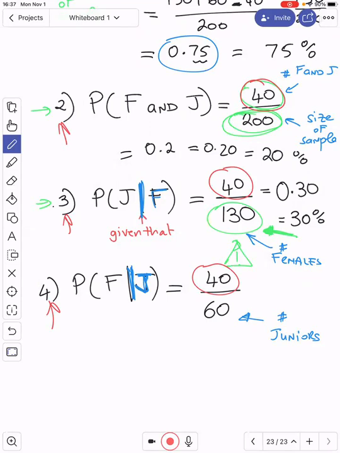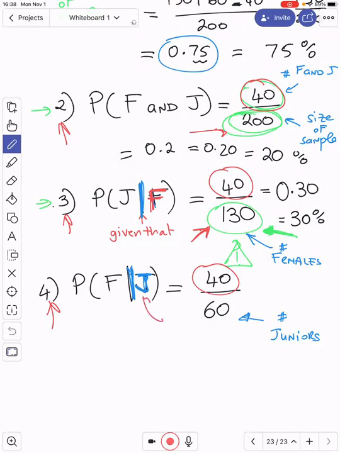Here, we divide by 200 because the student is just selected at random. We don't have any other information about the student, so the total number of students is 200. Now here we divide by 130 because we have one piece of information about the student. We know that the student is a female, so we can just forget about the males and focus on the females. The total number of females is 130. That's why we divide by 130.